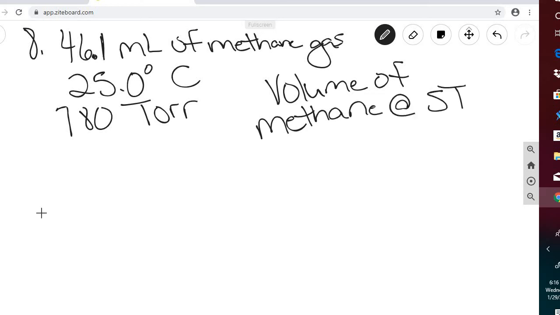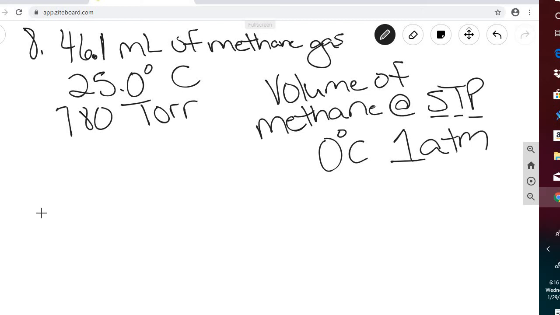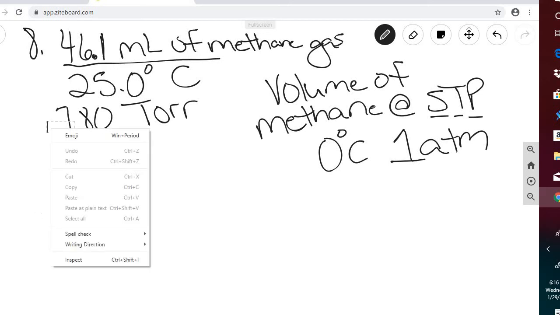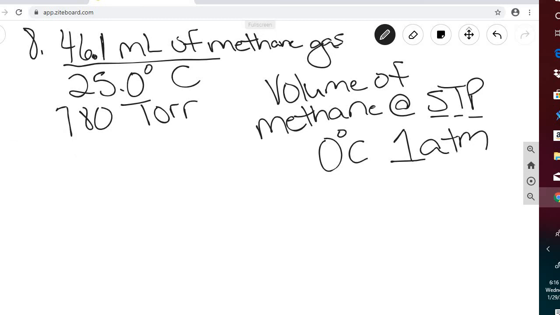Okay, so you need to know what STP is. We said that STP stands for standard temperature and pressure, and the standard temperature is 0 degrees C, and the standard pressure is 1 atmosphere. Okay, so what they're asking is if this is the volume of the methane gas at 25 degrees and 760 torr, then what is the volume of gas at 0 degrees C and 1 atmosphere?